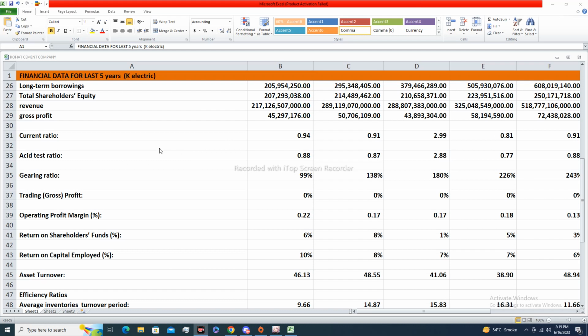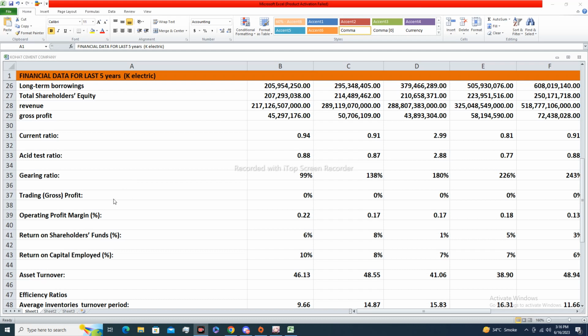The acid test ratio is calculated by current assets excluding inventories divided by current liabilities. And second, there is the gearing ratio. The gearing ratio is calculated by long-term liabilities, minus non-current liabilities, divided by long-term liabilities, and total debt divided by total capital and equity.